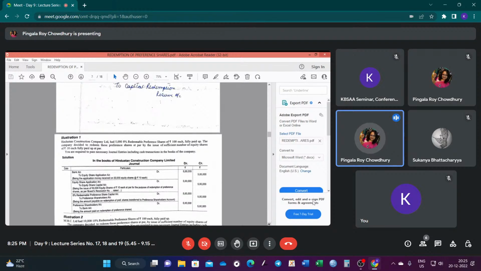So coming to sum number 1. Hindustan Construction Company Limited had 5,000 8% redeemable preference shares of rupees 100 each fully paid up. The company decided to redeem these preference shares at par by the issue of sufficient number of equity shares of rupees 10 each fully paid up at par. You are required to pass necessary journal entries, including cash transactions, in the books of the company. So before I start off with the sum, let me tell you something: in this redemption of preference shares, you will only have to pass journal entries.